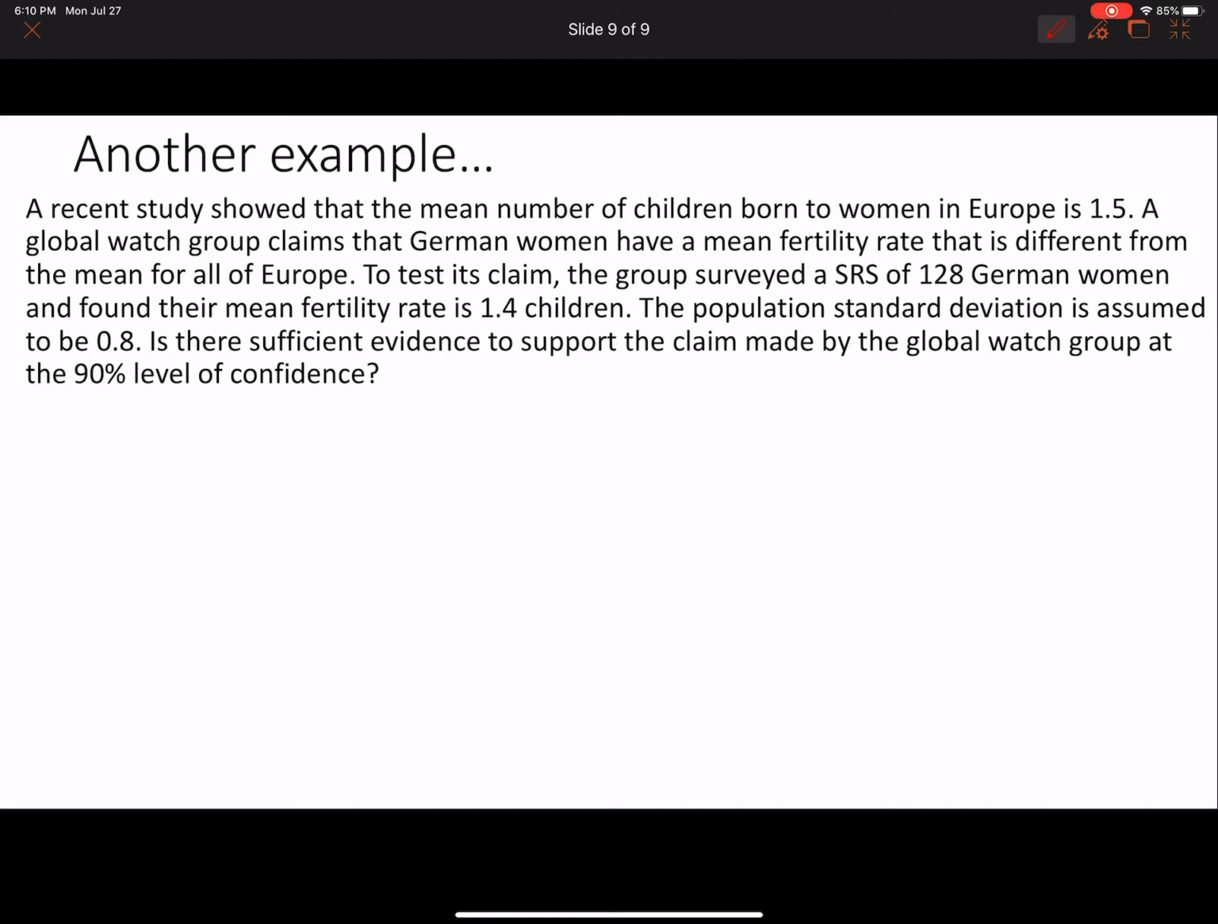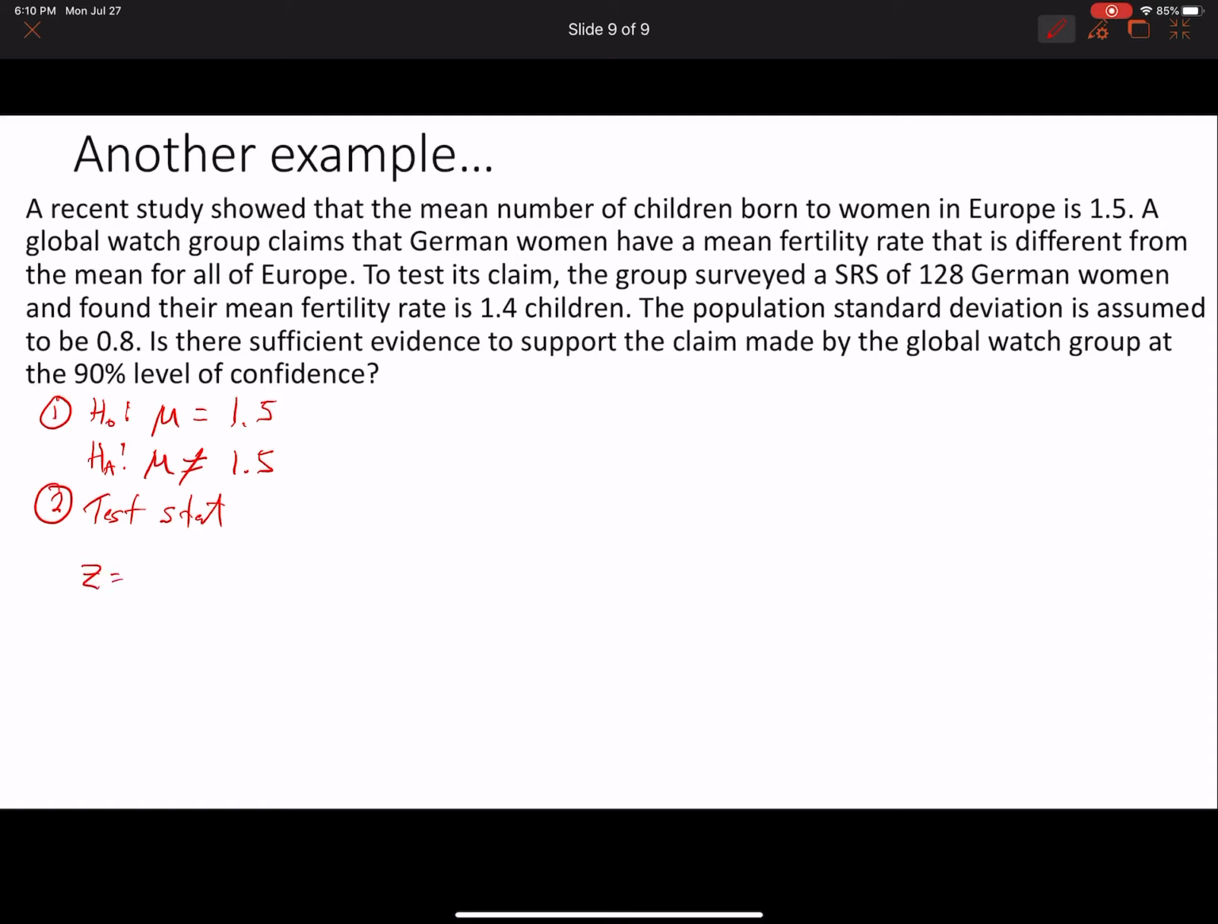Okay, hopefully you've had an opportunity to read this over. This is dealing with fertility rates for women in Europe. The first part is to obtain our hypotheses, both the null and the alternative. Fortunately, we are dealing with means again, so mu is going to be with us. We are told that the parameter in this case is 1.5 children. The research hypothesis is they're looking for a mean fertility rate that's different from the mean for all of Europe. So that is not equal to, and therefore the null has to be equal to. So we're dealing with a two-tailed test. No big deal. Now let's run the computation for the test statistic.